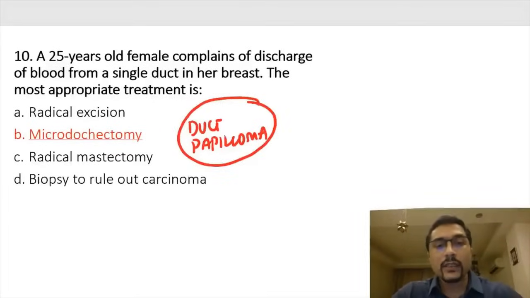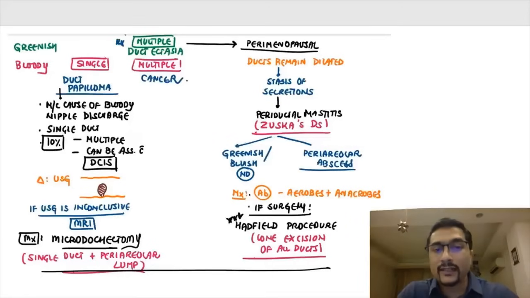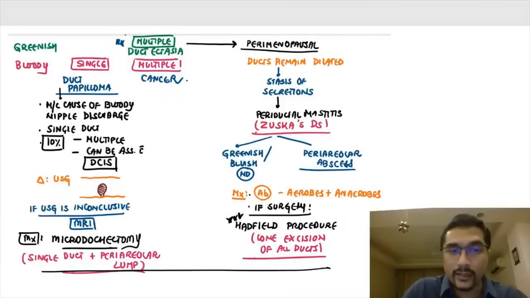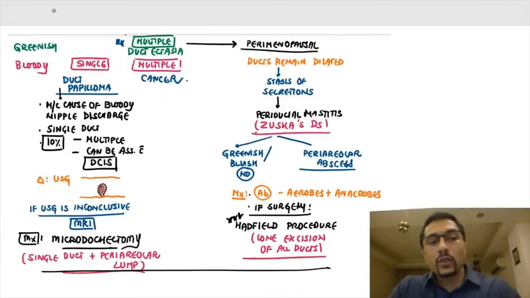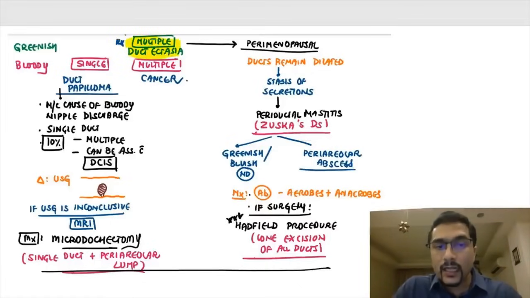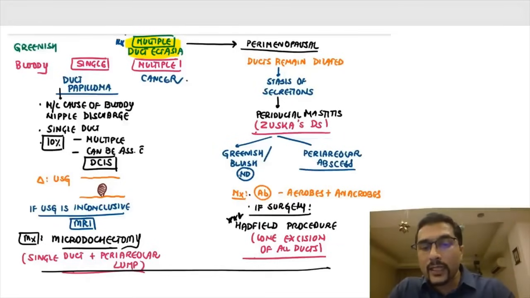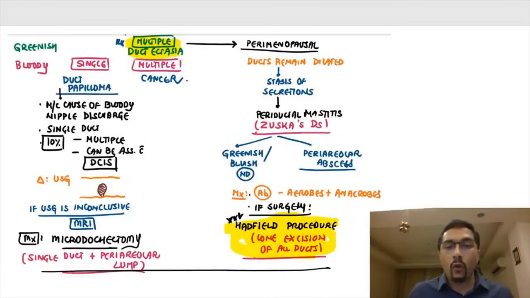So the treatment when you have a single duct involvement is microdochectomy. Microdochectomy is removal of a single duct and the lump. That is microdochectomy. So greenish nipple discharge can be from multiple ducts. It is seen in duct ectasia. And because multiple ducts are involved, we will carry out Hadfield's procedure or cone excision of all the ducts. So when multiple ducts are involved, that is usually in duct ectasia, all the ducts are removed. That is known as Hadfield's procedure.